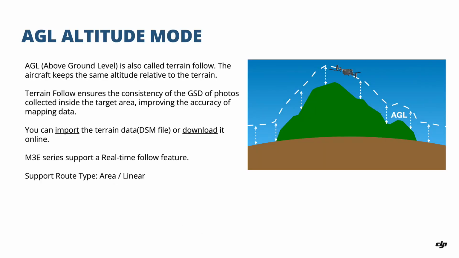You can import the terrain data, which is a TIFF file, into the remote controller. Or you can let the Pilot 2 download the terrain data from the internet by itself. For M3E series only, they support real-time follow, which uses the visual sensor to detect the terrain. There is no need to prepare the terrain data in advance. Area routes and linear routes can now use the AGL for terrain following feature.